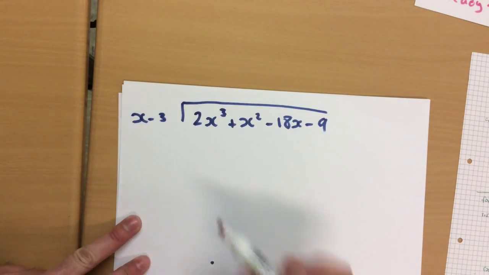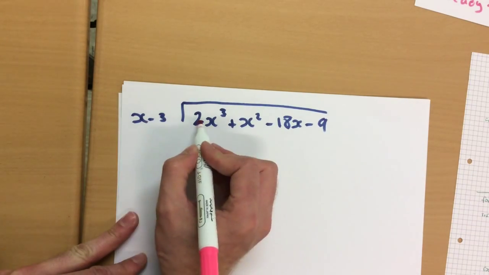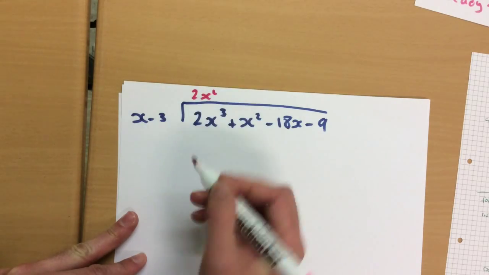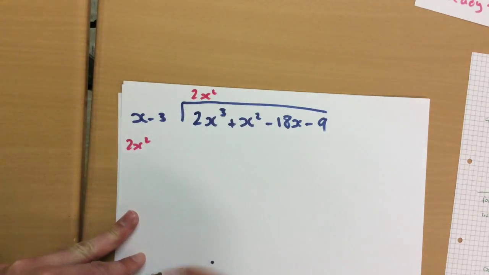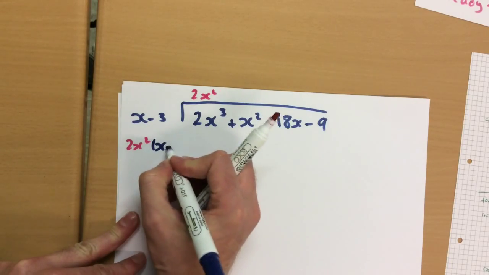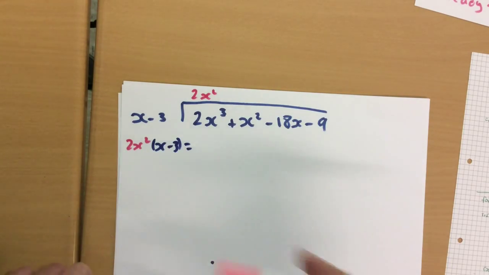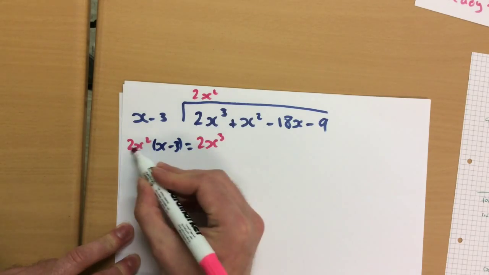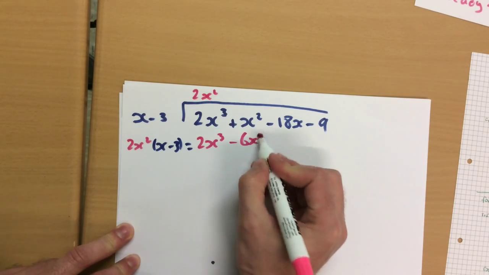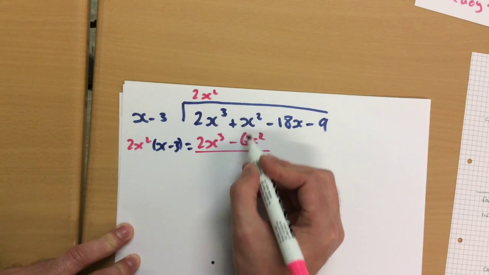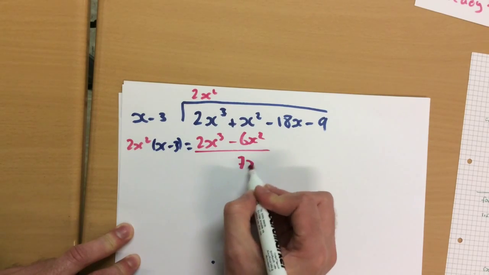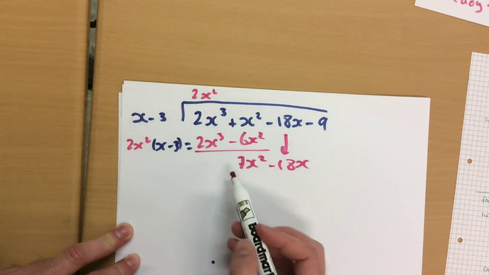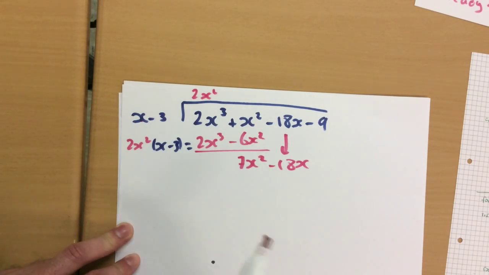So massively quickly, here we go. To get 2x cubed, I've got to multiply the x by 2x squared. So 2x squared times x minus 3. How many mistakes will I make doing this quickly? 2x cubed minus 6x squared. So it gives us 7x squared. Bring this down. How do I get 7x squared from x?